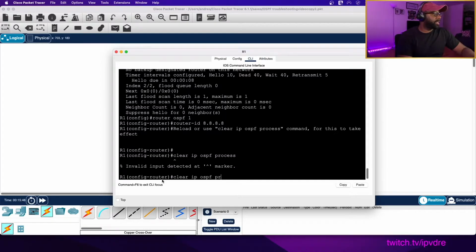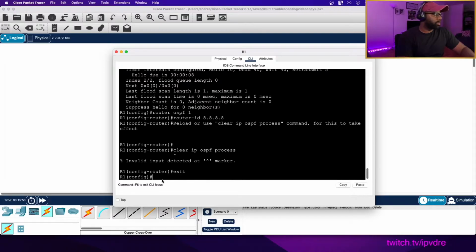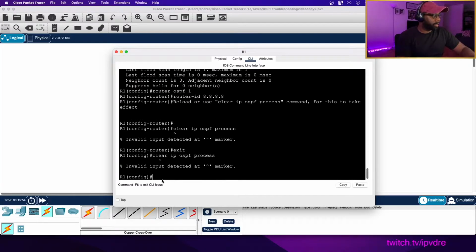I guess this has to be done in config mode. Clear IP OSPF process. Am I spelling something wrong? Am I doing something wrong? Let me see. I didn't have lunch yet, so.